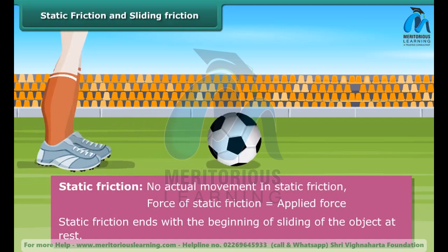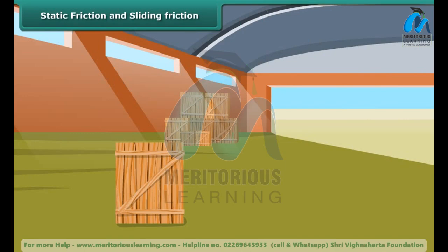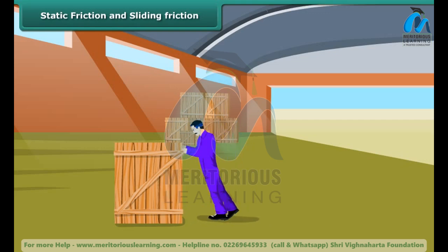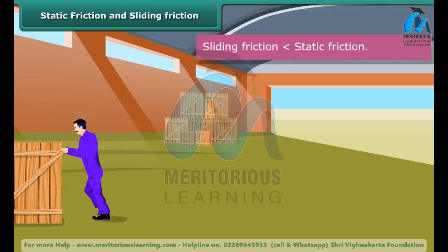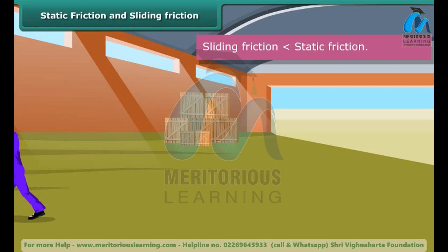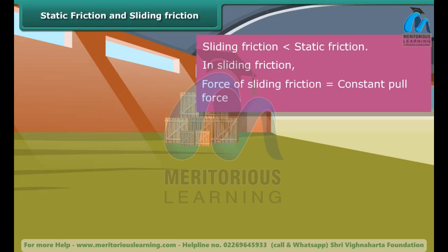When we push the ball, it starts moving. The frictional force present when one body moves slowly or slides over another body is known as sliding friction. Once a body slides, the sliding friction is reduced a little. It is less than the static friction. In sliding friction, the force of sliding friction is equal to the constant pull force.